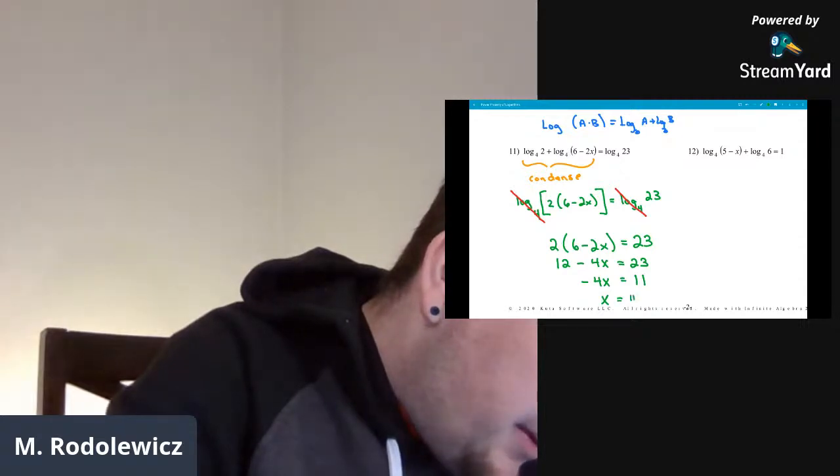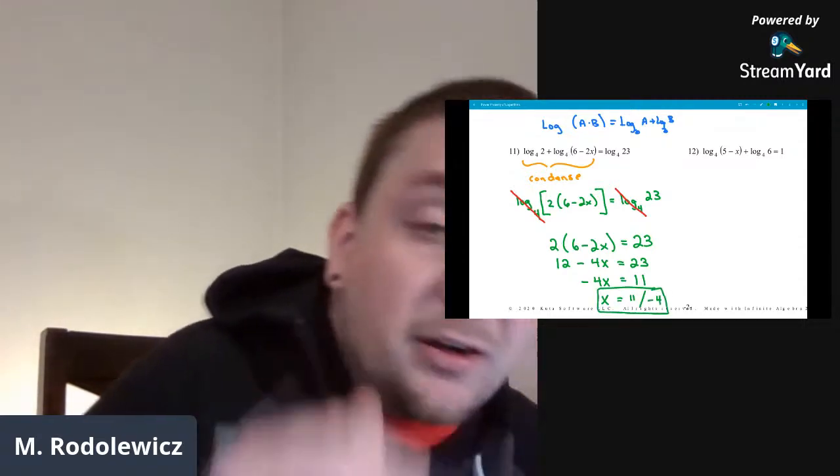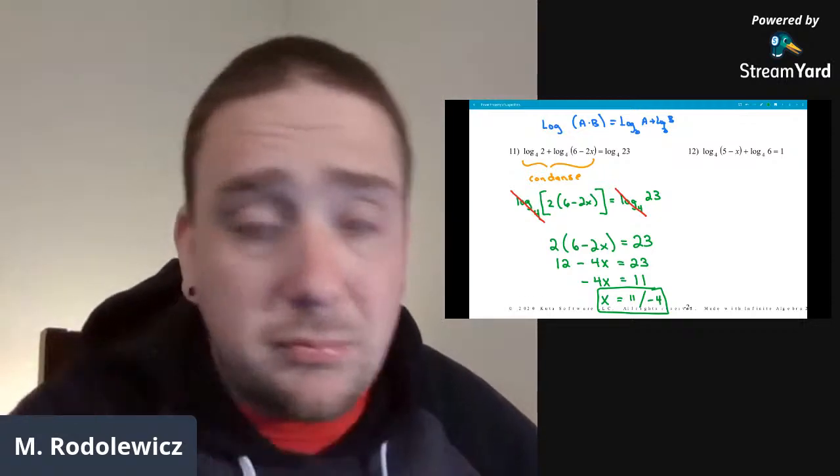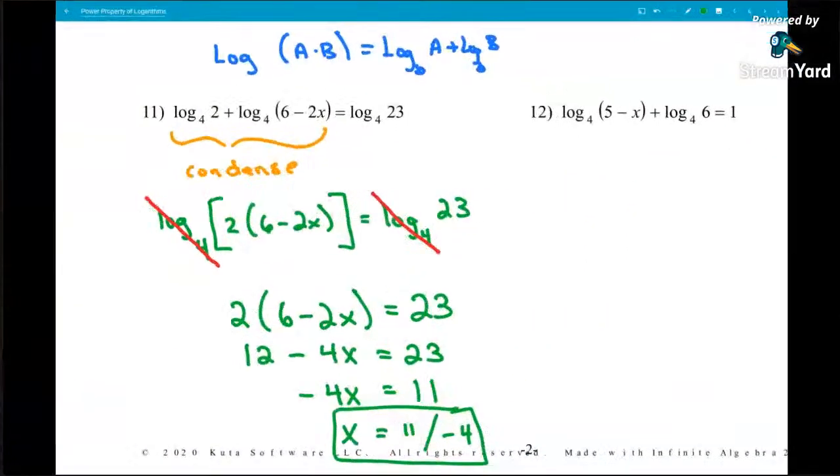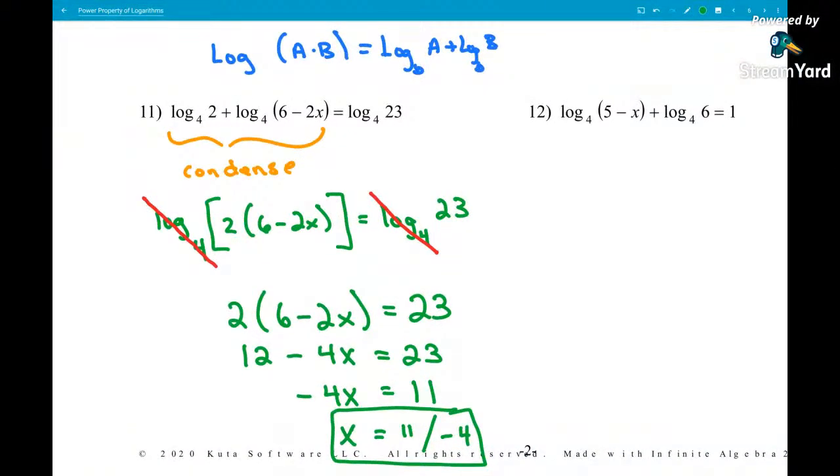X is 11 divided by negative 4. Good enough for me. I'm not even going to use a calculator for decimal form. That's my answer. All right, so just basic algebra from that point on. Again, if you need to go back and rewatch this video over whatever parts you need to, please do so. But those steps are just your basic algebra steps. Distributive property, subtract 12, divide by negative 4, and you're good to go.